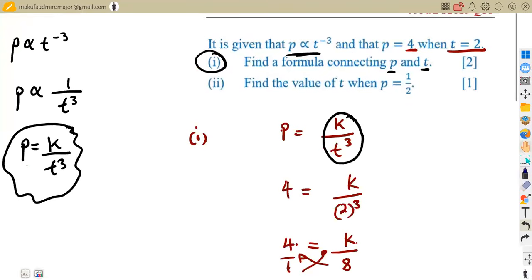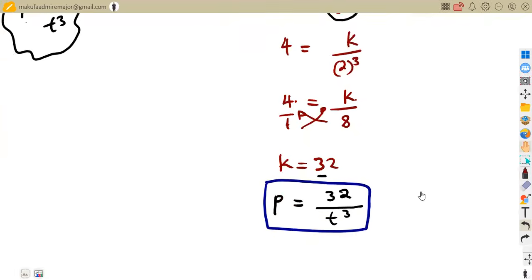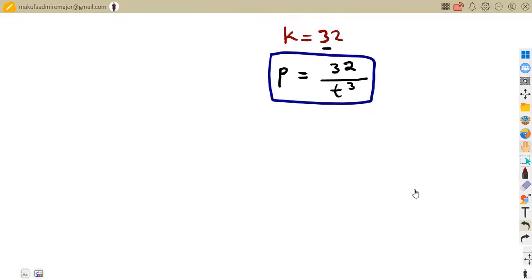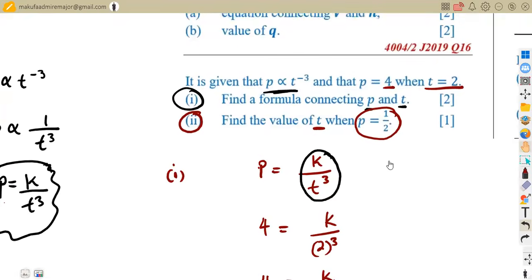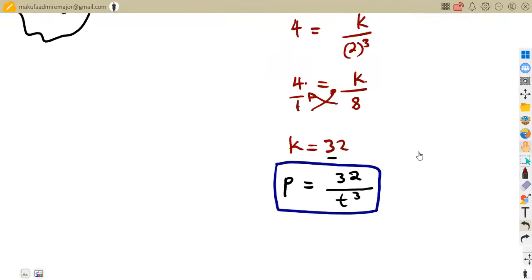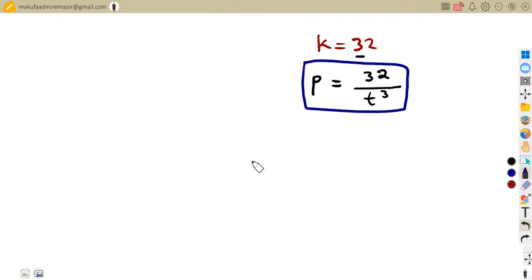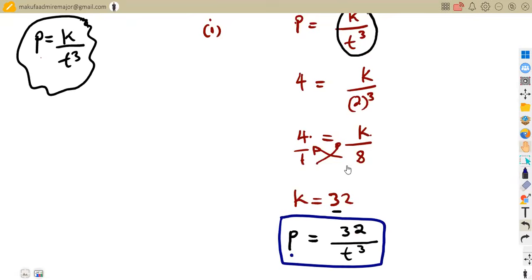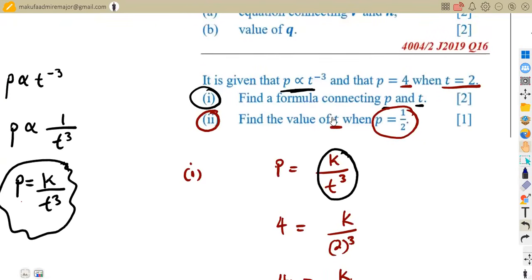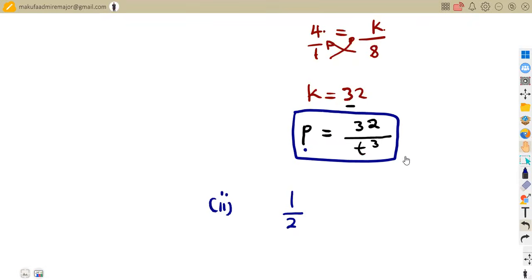From this formula, the question on item 2 is asking us to find the value of T if P is a half. We are given the value of P, which is a half, so we are simply going to substitute now. This is item 2, so we are going back to our item 2. P is given as a half. Find the value of T, so we are supposed to calculate T.